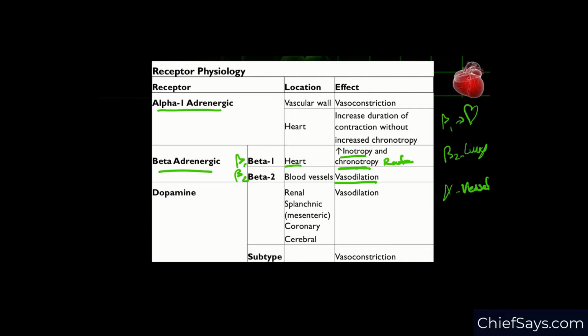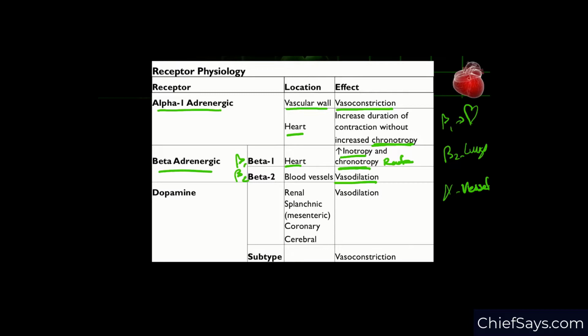So alpha 1 adrenergic receptor sites are associated with the vascular wall, so they'll also cause vasoconstriction. And in the heart, they can cause an increase in duration of contraction without increasing the rate, right? So that's basically saying the duration of the contraction can increase, but the rate or chronotropic effect will not change. And there may be reasons that you don't want your patient's heart rate to go up when you're managing, trying to get their cardiac output to change.